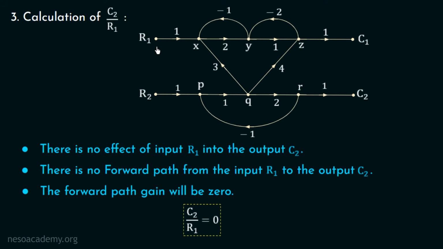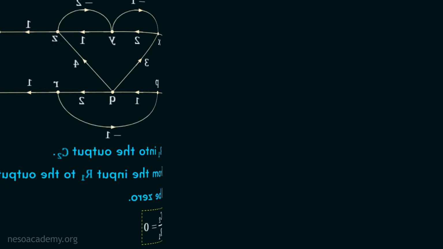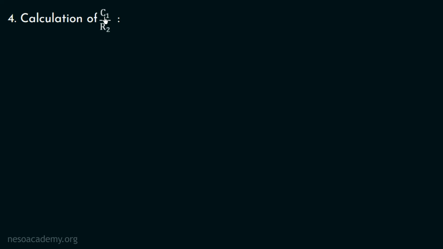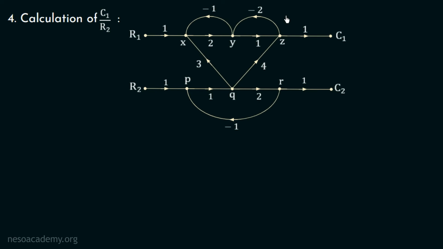Let us now move on to the calculation of the fourth transfer function C1 over R2. Now moving on to the calculation of C1 over R2. Consider the signal flow graph one more time, and in this case we need to find out the transfer function C1 over R2. And that's why we will assume the input R1 and the output C2 equal to 0. Now let us start with the identification of forward paths and the calculation of forward path gain. And for that sake, we need to start from the input node R2 and move towards the output node C1.